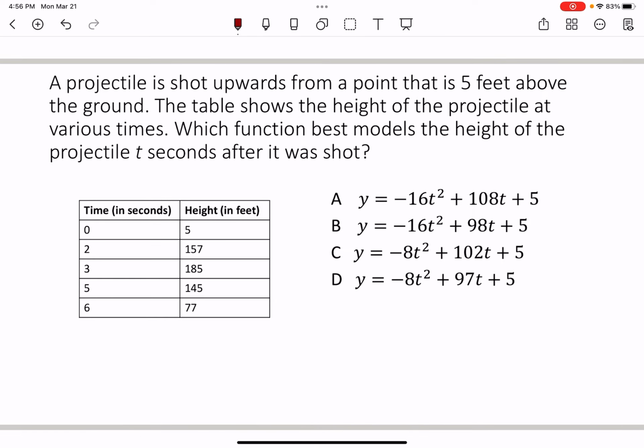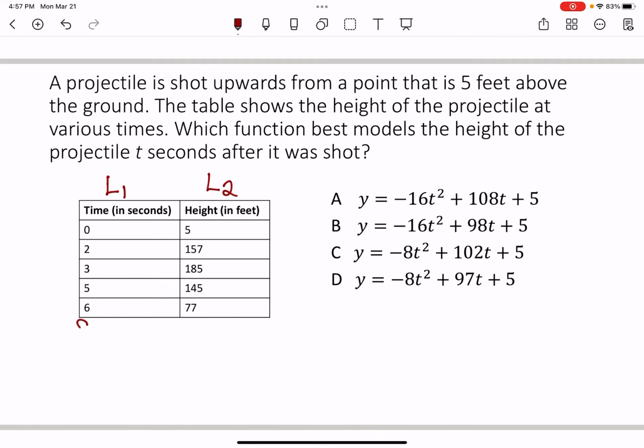This says a projectile is shot upwards from a point that is 5 feet above the ground. The table shows the height at various times. Which function best models the data after it was shot? This is a quadratic regression problem where I need to use my calculator. Remember, time is your input variable, so that goes into L1. Height is your output, so that goes into L2.